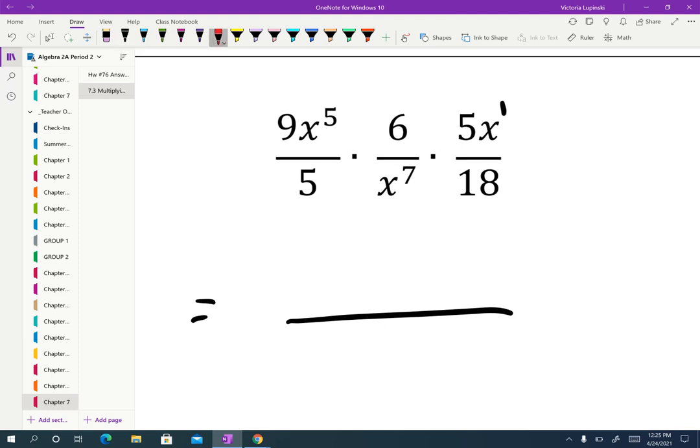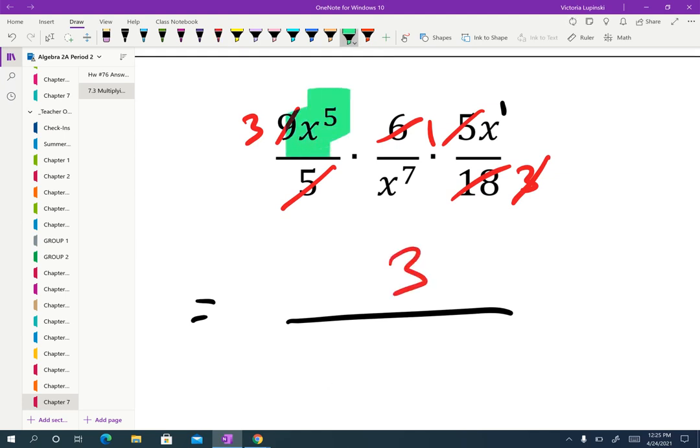If I go ahead and start by looking at the constants, I'm going to cancel this 5 with this 5. Then I'm going to cancel this 6 with this 18, which is going to make a 3. Then I'm going to reduce this 3 with this 9, which leaves me with just a 3 up top.